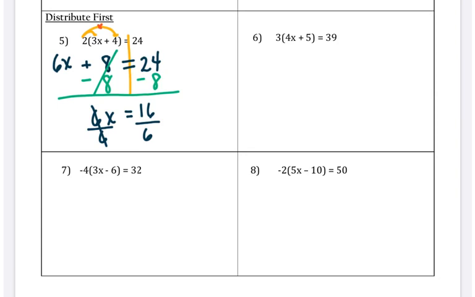16 is not divisible by 6, so that is a fraction, but we can always reduce fractions because these numbers are both even. We can cut them in half. So 16 over 6 is the same as 8 over 3. You could leave it as 16 over 6. That's not incorrect. It just gets reduced. 8 over 3 is the same. So try number 6. Number 6 is much easier. Distribute, move the constant, and divide. Not too bad.